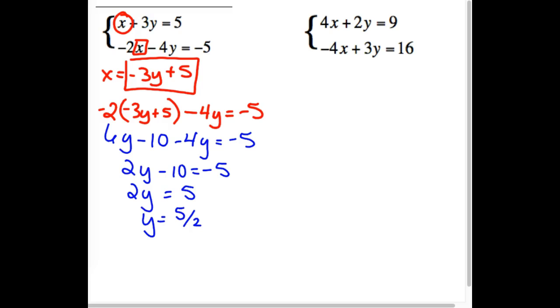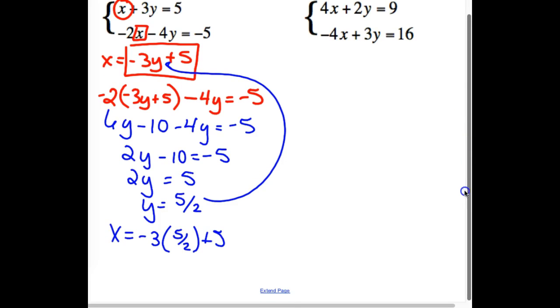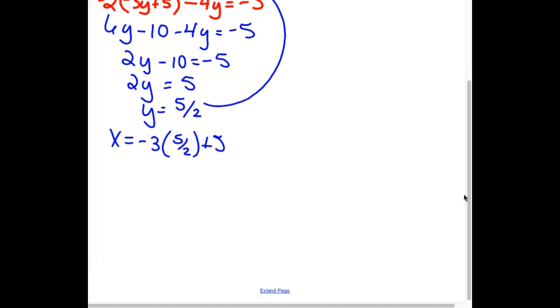Okay, then we're going to dump that back in. So x equals negative 3 times 5/2 plus 5. What do we get for that? Negative 3 times 5/2 would be negative 15/2. The 5, can I write that as 10/2? So we end up with negative 5/2 for x.